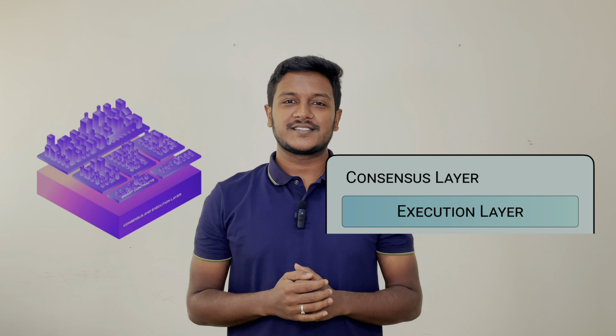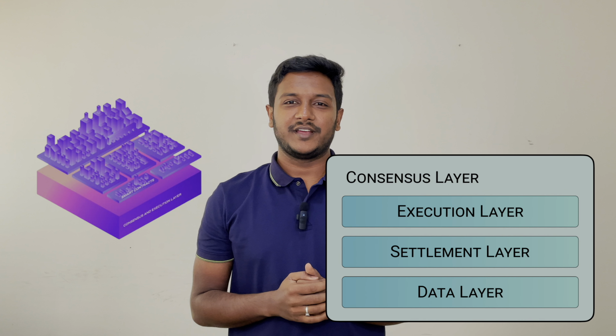Blockchains built as a single integrated system where all layers, execution, consensus, settlement and data availability are combined into one structure are called monolithic blockchains.